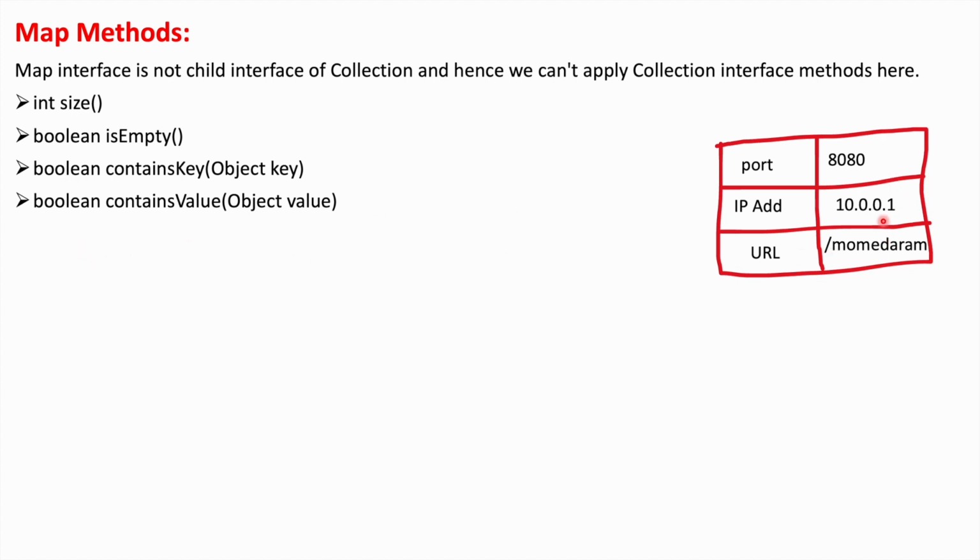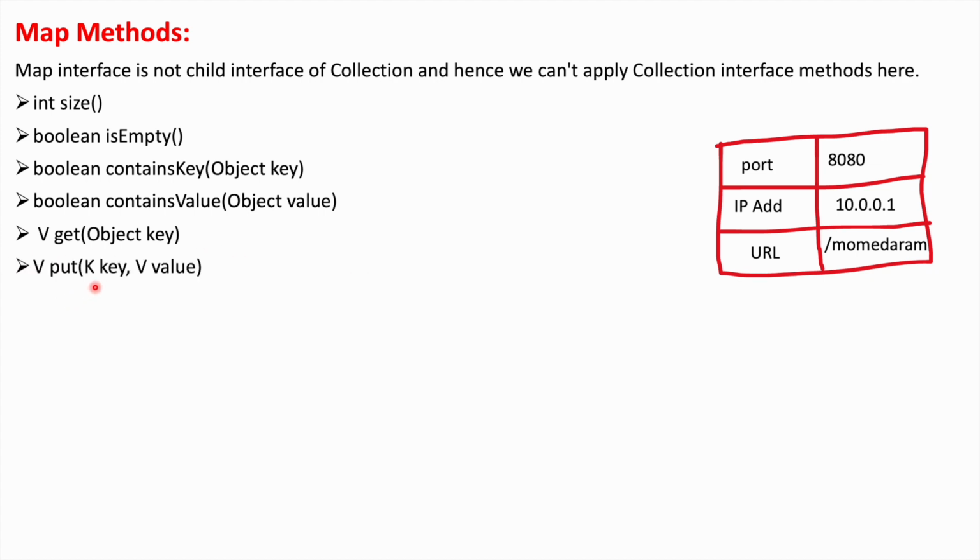If the value is not there, this method will return false. If you want to get a specific value based on the key, that time we will use the get method. Based on the key, it will return the value, so the return type of get is value. If no value is there, this get method will return null.